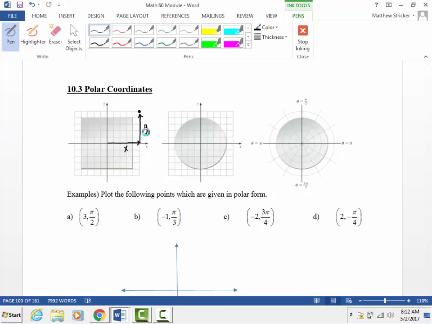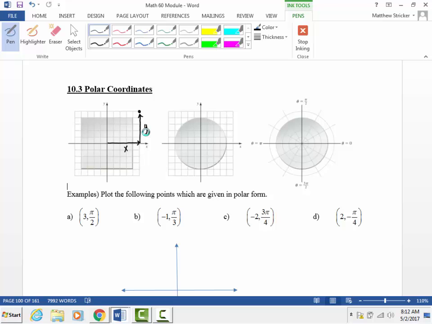So polar coordinates allow us another way to get to that point. Rather than going out x, up y, we extend out a distance of r. And the reason why we choose r is r stands for like the radius, okay? So r is defined as the distance you are away from the origin to your point. It doesn't have to be a horizontal distance, it doesn't have to be a vertical distance, it's the distance from the origin out to your point.